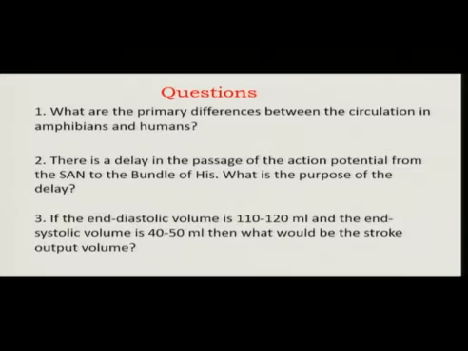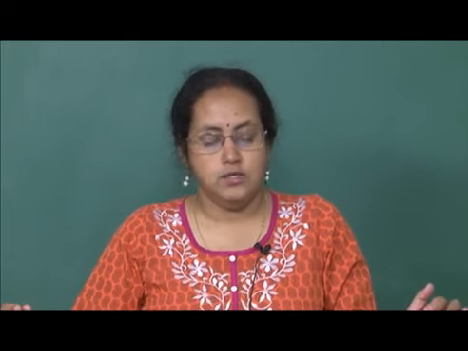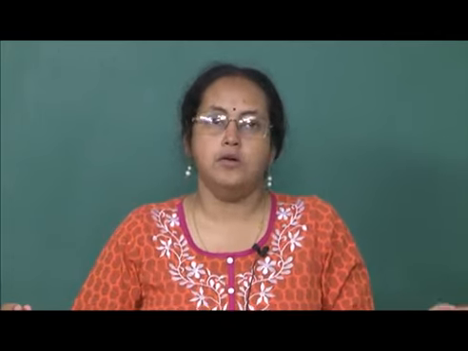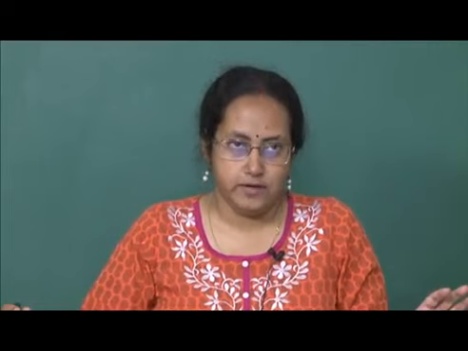So, the third question is, the end diastolic volume is 110 to 120 ml. This is called the end diastolic volume, and the end systolic volume, which is the volume of blood in the heart at the end of systole, is about 40 to 50 ml. Then what would be the stroke output volume? So, if you remember, I discussed in the beginning of the lecture what is the stroke output volume, that is the amount of blood pumped out by the ventricles every heartbeat.